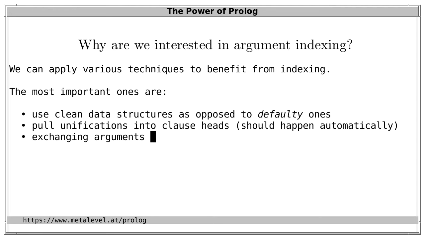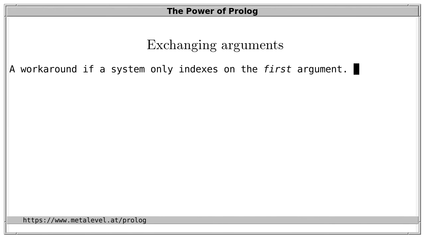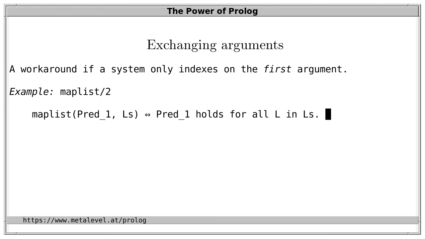Then we can exchange arguments to benefit from indexing. Let's take a closer look at this. First, exchanging arguments is a workaround, and it's often used for Prolog systems that only implement first argument indexing. Take for example maplist with 2 arguments. This shall hold if and only if the predicate that's specified in the first argument holds for all elements of the list Ls, which is the second argument.